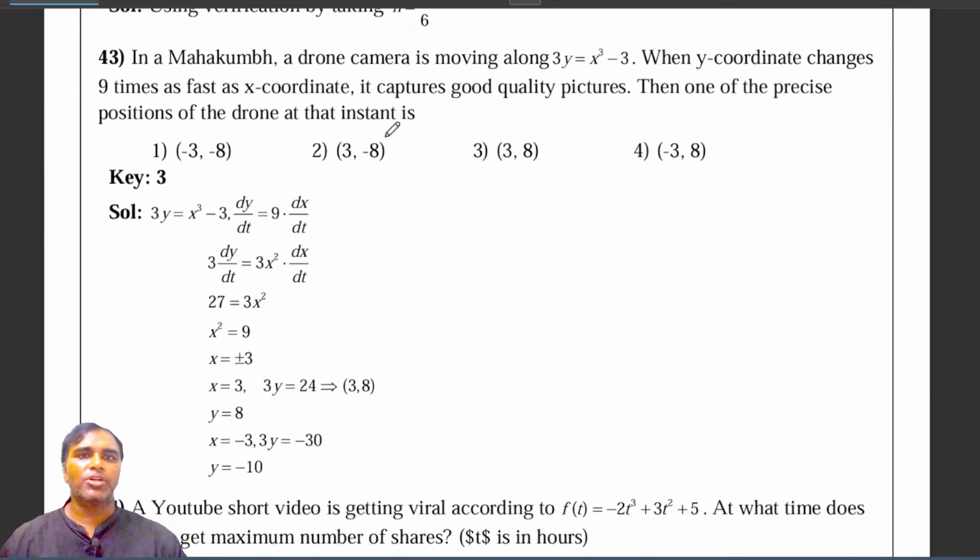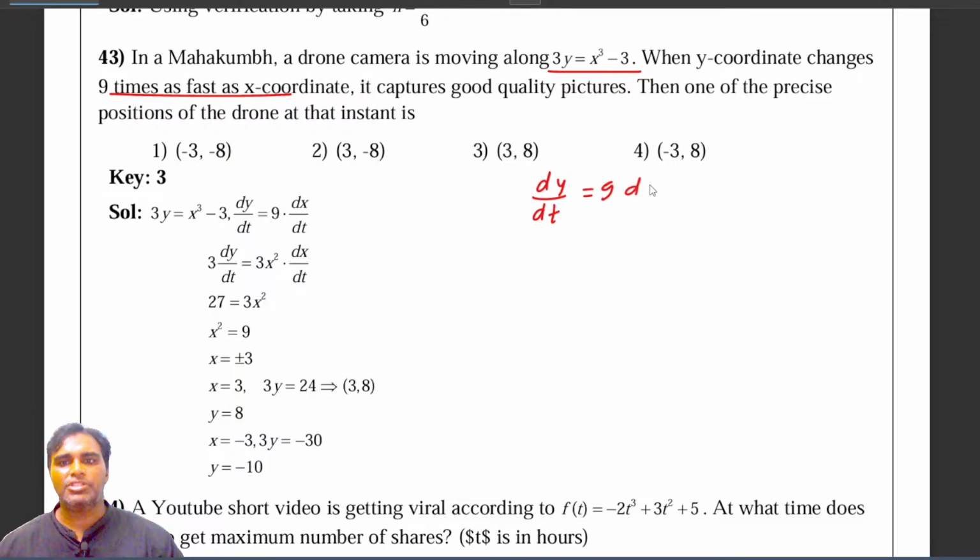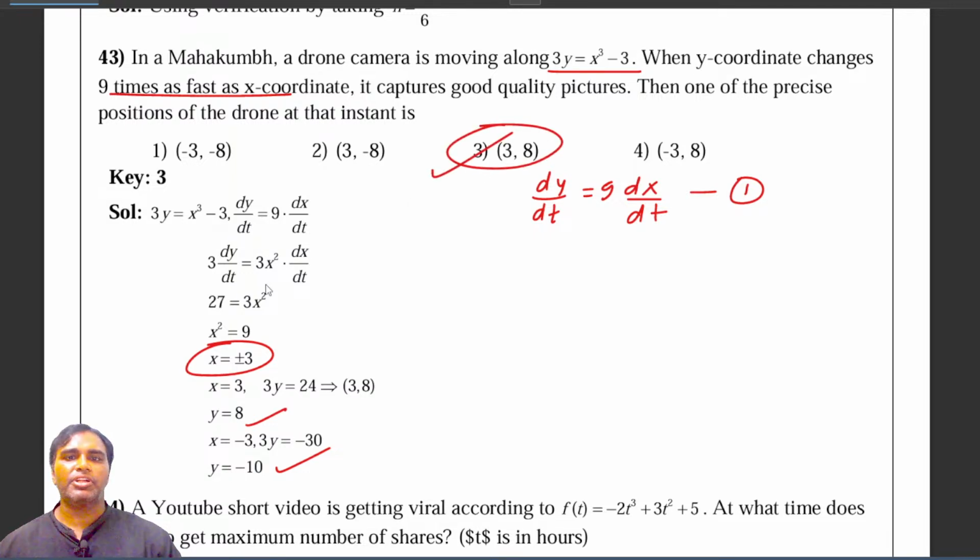In a Mahakumbh, a drone camera is moving along this path, and the y coordinate is changing 9 times as fast as the x coordinate. So dy by dt, where t is my variable, is 9 times dx by dt. Now if you differentiate this, you will get the x value as plus minus 3. Plus minus 3 is in all 4 options. When we put y, I will get the answer as 8 and minus 10. So minus 10 is not there. So my answer will be 3 comma 8, that is option 3. So for 43 we have option 3.